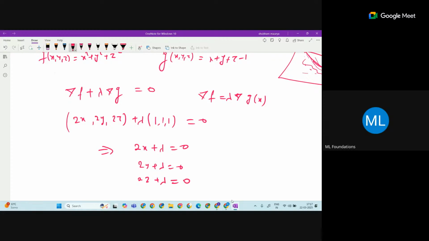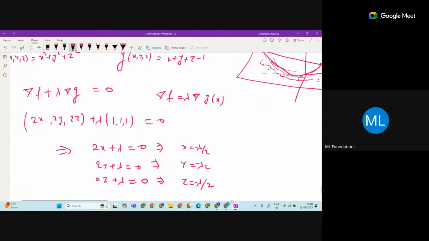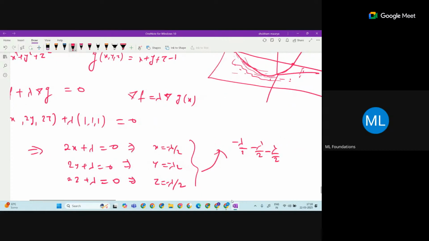So finally we have this one. We can substitute each time: x will give minus lambda by 2, y will give minus lambda by 2, z will give minus lambda by 2. And now we'll substitute all these in the constraint, which is going to be minus lambda by 2 plus minus lambda by 2 plus minus lambda by 2, and the sum is 1.